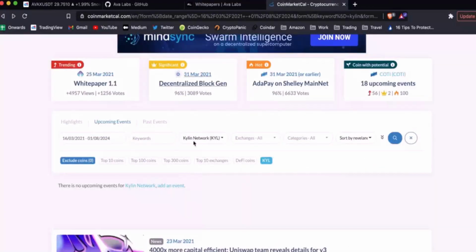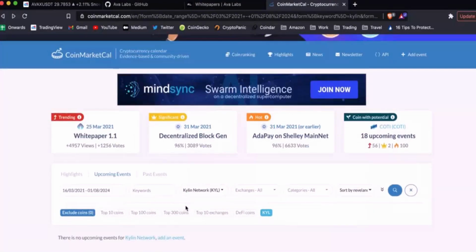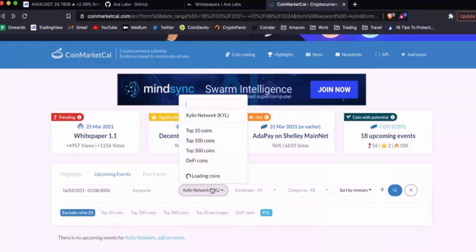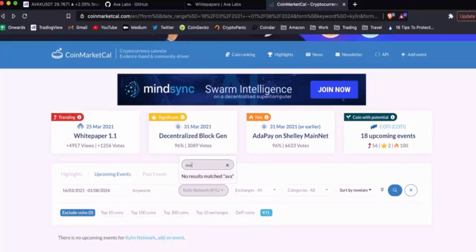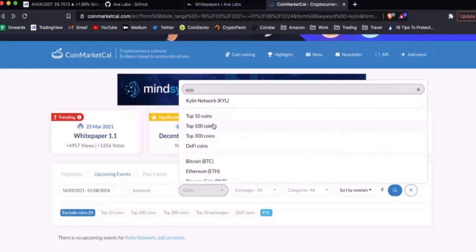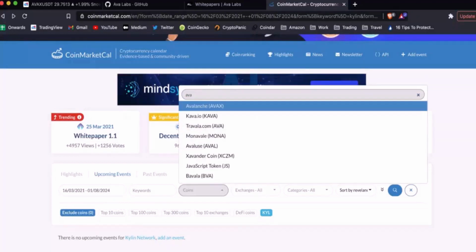Next, we're going to talk about CoinMarketCal. On CoinMarketCal, you're going to come into the search here, and you're going to type in whatever you are searching for. And we are searching for Avalanche there, AVAX.